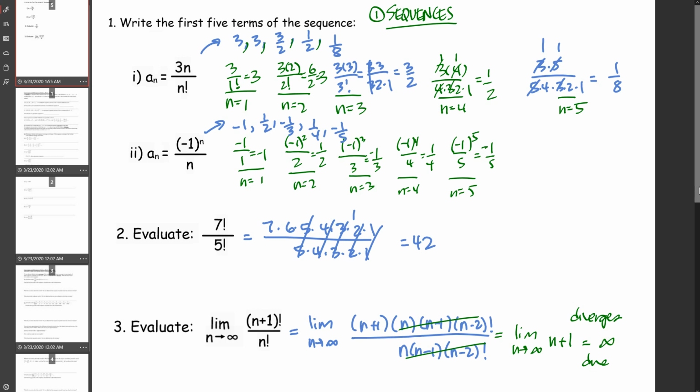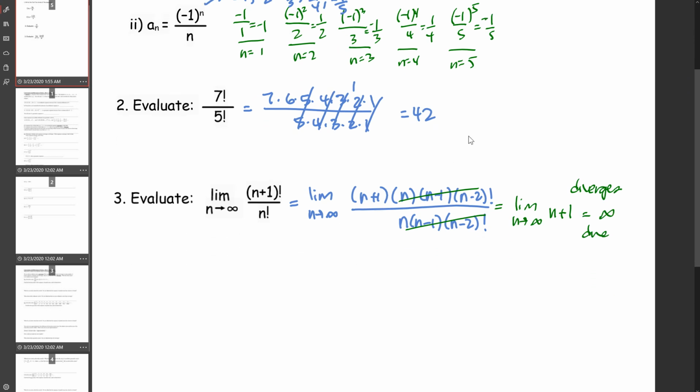Let me pull this down. If I plugged in some numbers in here, let's say I plugged in 1, I'll get 1 plus 1 factorial over 1 factorial. If I plugged in 2, I would get 2 plus 1 factorial over 2 factorial. 3 plus 1 factorial over 3 factorial, and so on.